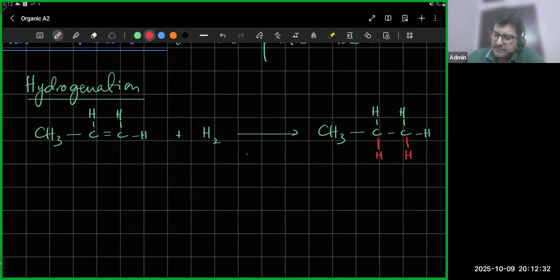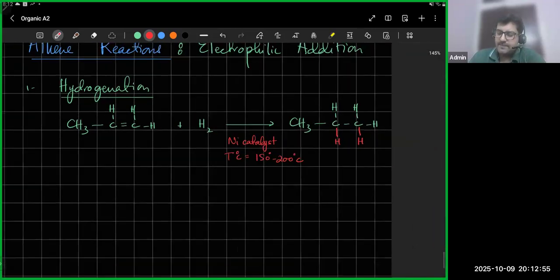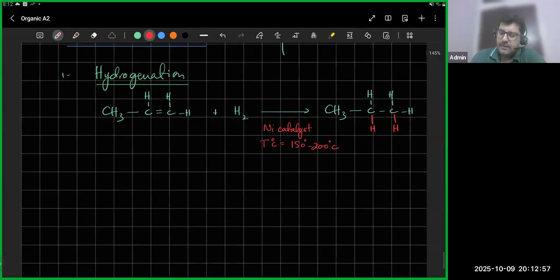The conditions are that you need a nickel catalyst. And the temperature has to be... nickel, palladium catalyst is also possible, okay? And the temperature is 150 to 200 centigrade. Okay, nickel or palladium catalyst. Okay, second one. That's the first reaction.